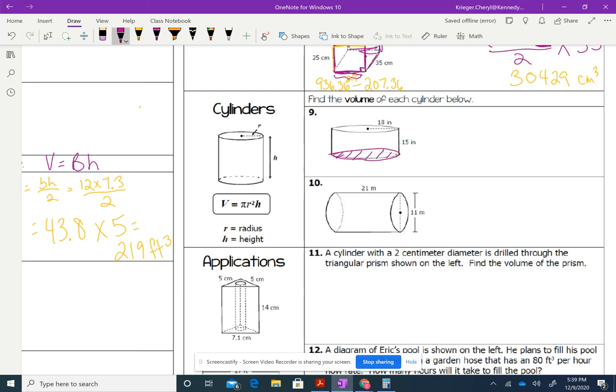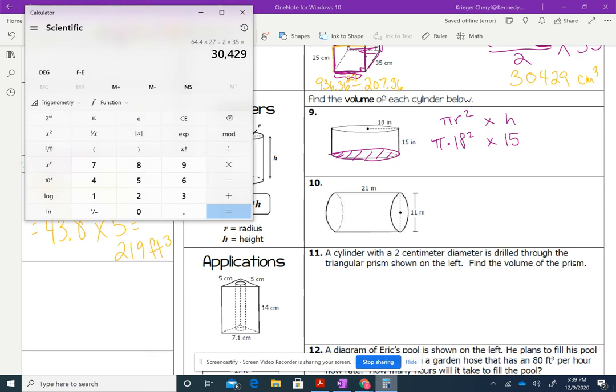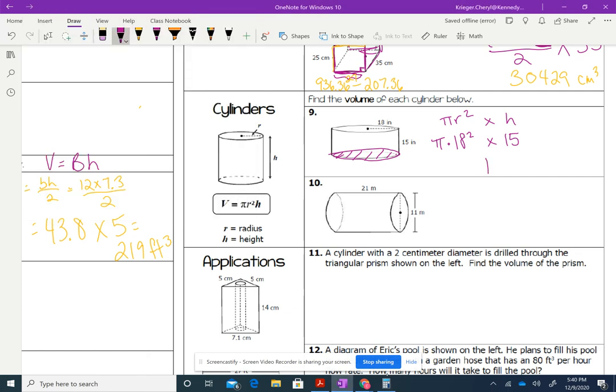So the area of the base is the area of the circle, pi radius squared, okay, times the height of the prism. So pi radius squared would be pi times 18 squared times the height, 15. Well, this one's going to be really easy to plug in. Pi times 18 squared times 15. So that looks like 15,268.14 cubic inches.